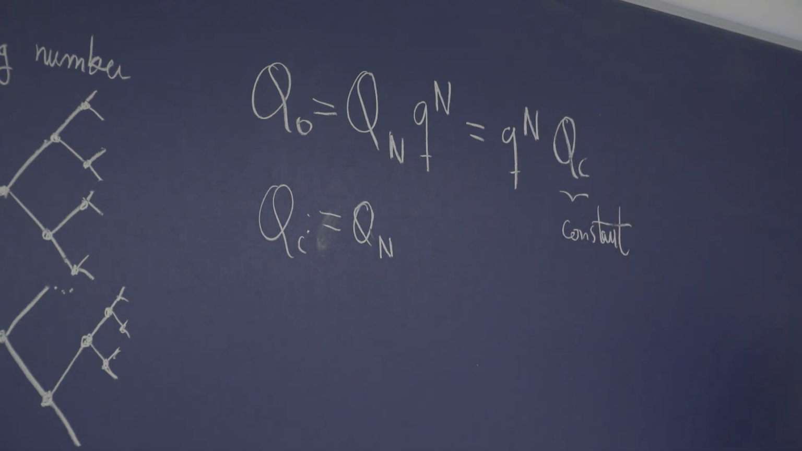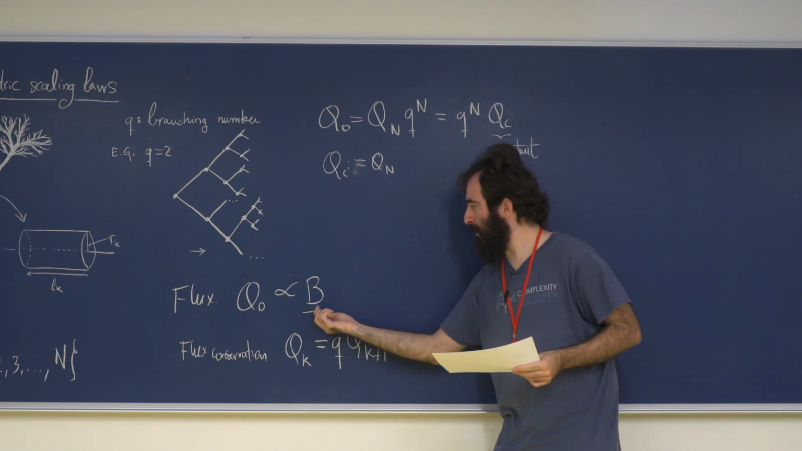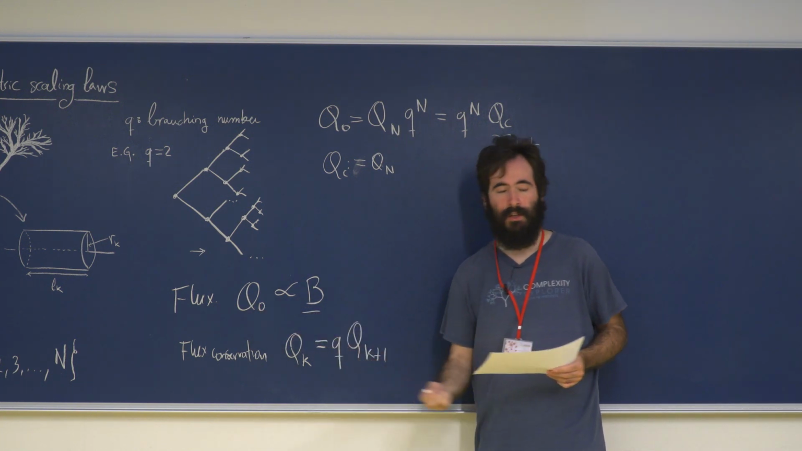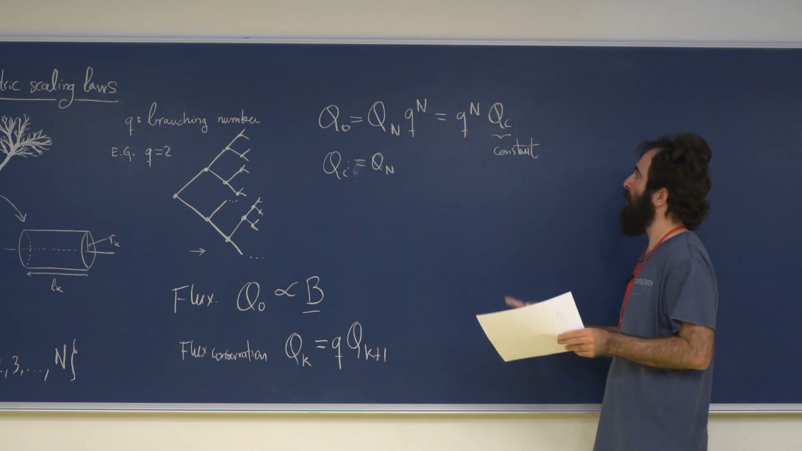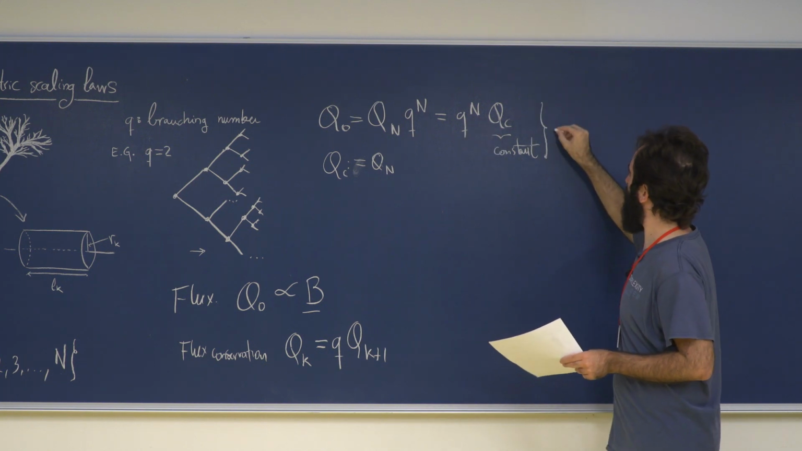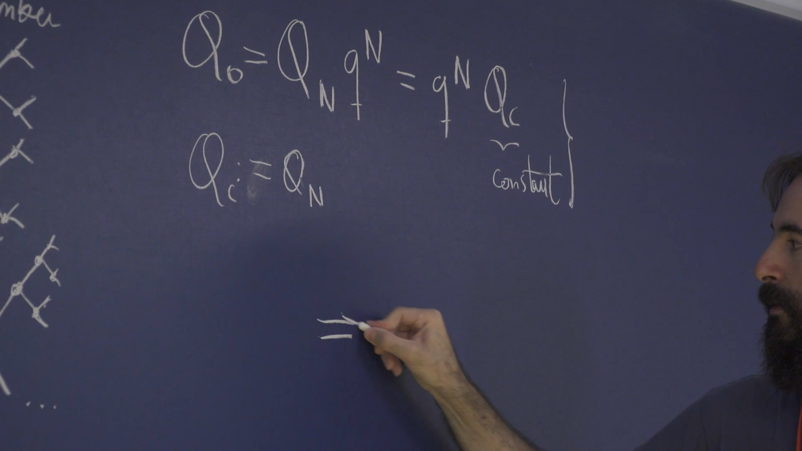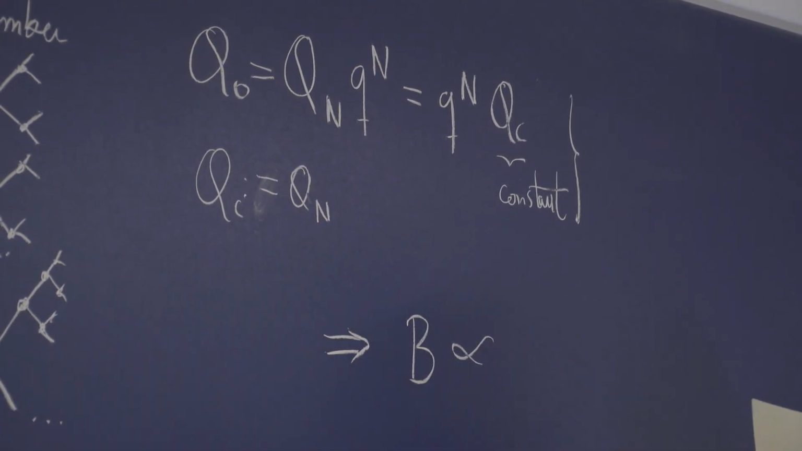This is really interesting because now we have related, remember, the metabolism, which was directly proportional to the flux of the aorta, the main flux of the main artery that is coming in, with the branching number to the power of n. In other words, I can say from this that the metabolism must be proportional to Q to the power of n.